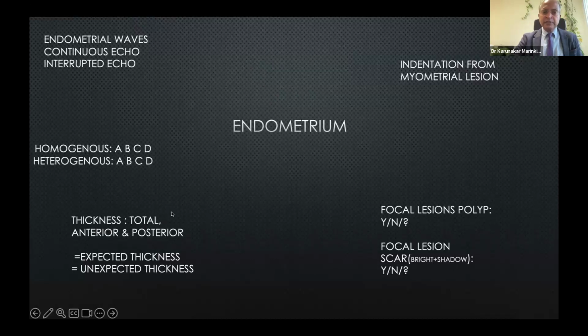Then if it is thickness, you must say it is normal thickness but inhomogeneous, thin for the stage of the cycle, for the level of hormones you have given, or thick for the stage of the cycle, for the dose and duration of the hormones you have given. So it is expected thickness or unexpected thickness, expected thinness or unexpected thinness.